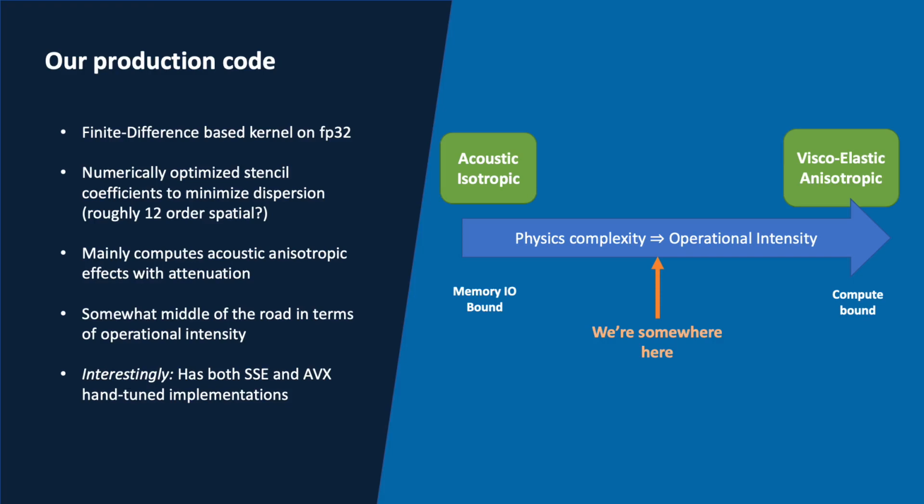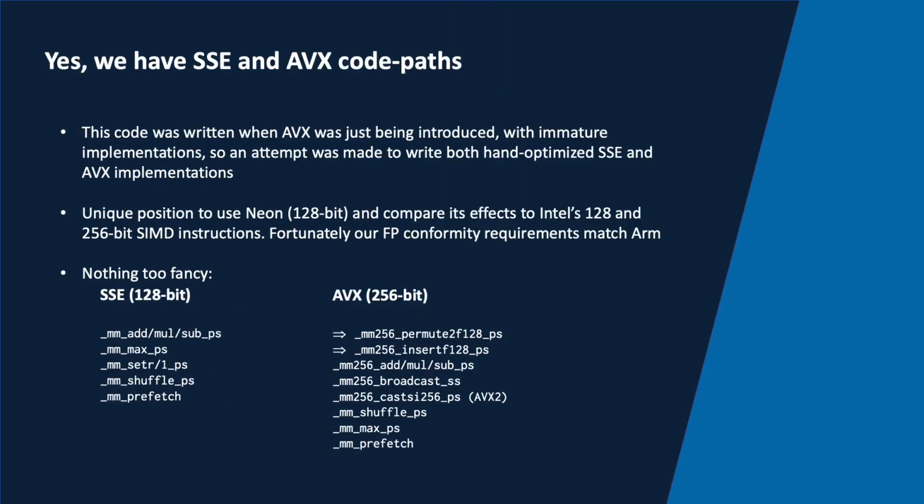And interestingly, and I'll delve into this a bit, this code actually has both hand-tuned SSE and AVX implementations. That's because back when this kernel was being written, AVX was just being introduced, and the implementations were largely very immature. So we made an attempt to write both hand-optimized SSE and AVX versions, and the idea was that on whatever hardware was available at the time, we would try out both the SSE and the AVX versions and see which one actually performed better. A lot of times SSE code would actually perform better, and then we just use that for that particular problem.